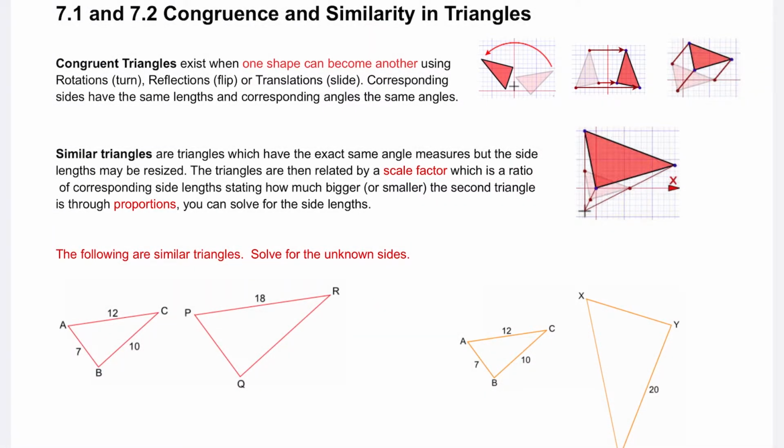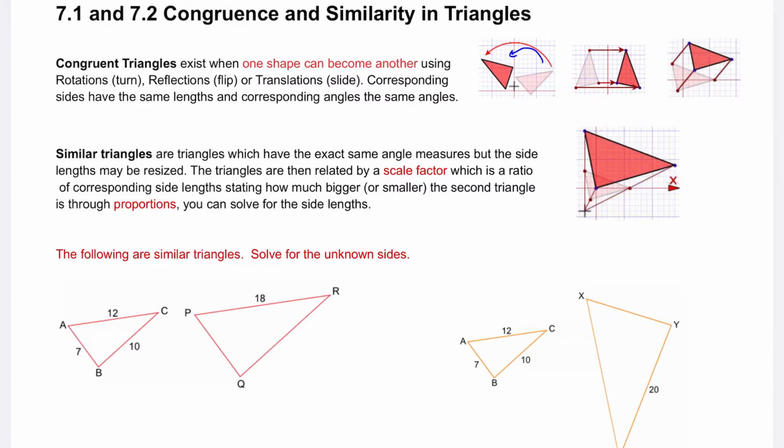Congruence and similarity in triangles. So congruent triangles exist when one shape can become another. Sometimes they could be rotated, as you see right here. They could be rotated, they could be flipped, or they could be a translation where you just move it.